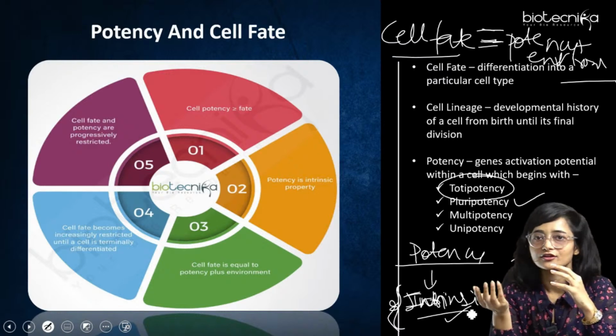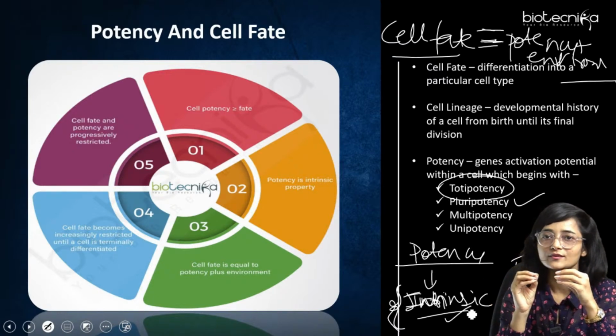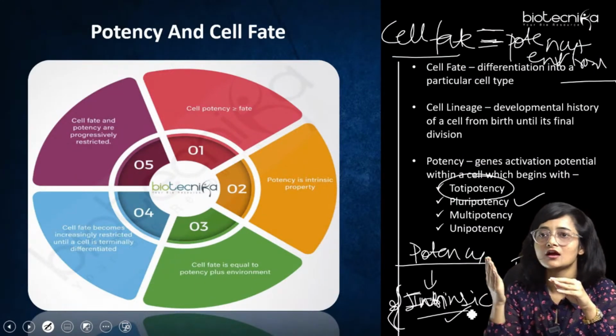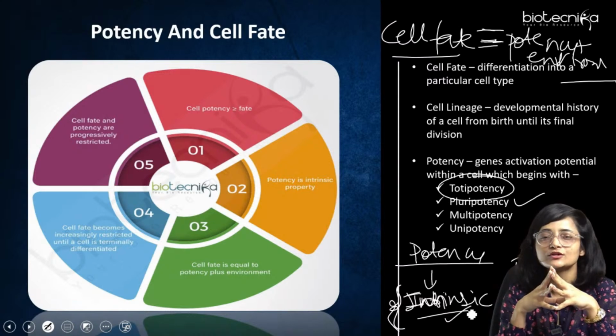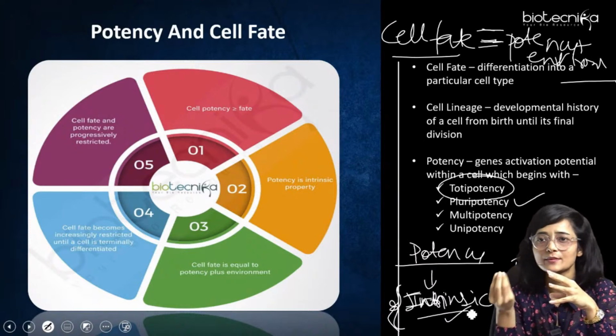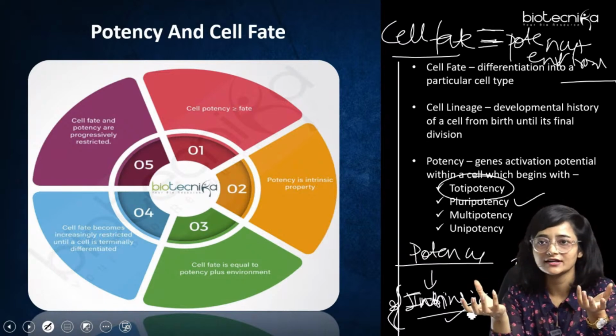Then comes, you already know that potency is the intrinsic property of a particular cell. So it would be present inside the cell. The cell only will decide to which particular cell type it will be formed, right? Then comes cell fate, which is equal to potency plus the environment. So cell fate majorly depends upon the potency, or the capability of the cell to differentiate into a particular cell type, and it is also dependent upon the environment it is being kept in.